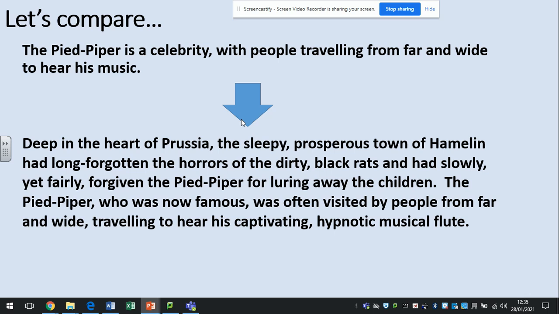What I've ended up with after adding all those sentence types to it is something that's got a bit more meat to it, something that's far more meaningful and gives the reader more information to play with when they're making their mind movie. So it goes, the Pied Piper is a celebrity with people travelling from far and wide to hear his music. So that becomes, deep in the heart of Prussia, the sleepy, prosperous town of Hamelin had long forgotten the horrors of the dirty black rats and had slowly yet fairly forgiven the Pied Piper for luring away the children. The Pied Piper, who is now famous, was often visited by people from far and wide, travelling to hear his captivating hypnotic musical flute.